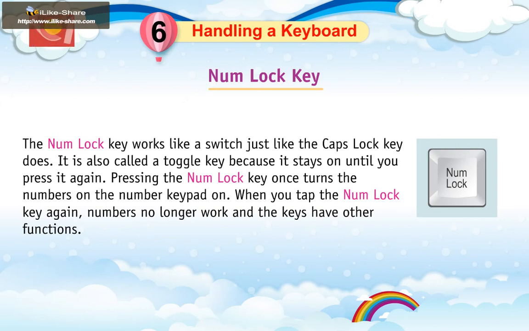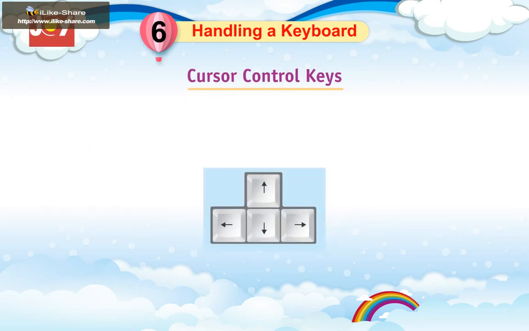Num lock key. The num lock key works like a switch, just like the caps lock key does. It is also called a toggle key because it stays on until you press it again. Pressing the num lock key once turns the numbers on the keypad on. When you tap num lock key again, the numbers no longer work and the keys have other functions.